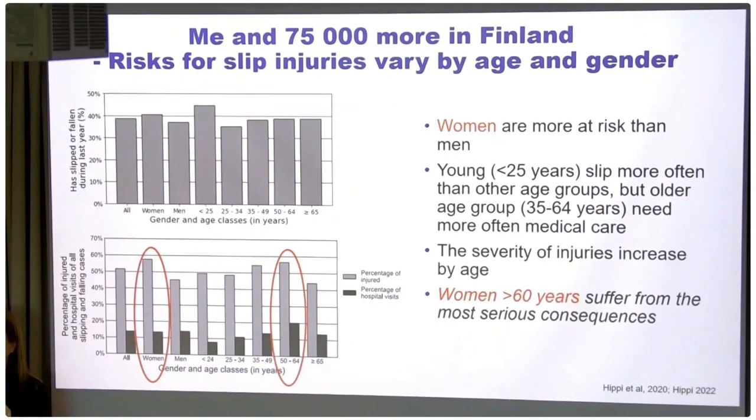And now we come to equity issues. Typically, women are more at risk than men to slip and fall. If we think about the age groups, young people typically slip and fall more often than the elderly, but they don't get seriously harmed. But with age, the consequences become more serious. So I happen to belong to this group and this group. Yes, I belong to the risk group. Women over 60 years suffer the most serious consequences. It's related to aging and, for example, how fragile your bones are and things like that.